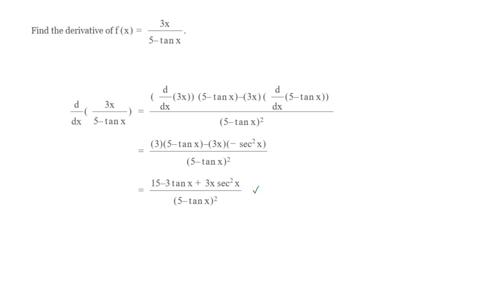So on simplification we get the answer as 15 minus 3 tan x plus 3x sec square x whole divided by 5 minus tan x the whole square.